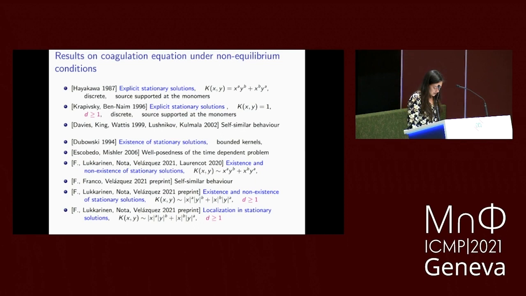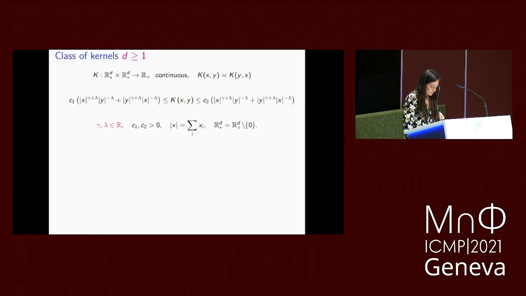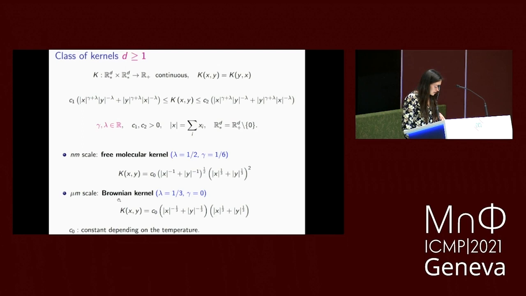We also extend it to the multi-component case, and we study a property that is specific to the multi-component case, which we call localization. The class of kernels that we consider is described here. It is bounded by power laws defined by the parameters gamma and lambda. Gamma is related to the coagulation rate of particles of similar size, and lambda is related to the coagulation rate of particles of different size. This class includes the free molecular kernel and the Brownian kernel, which are used in aerosol science, in atmospheric aerosols.